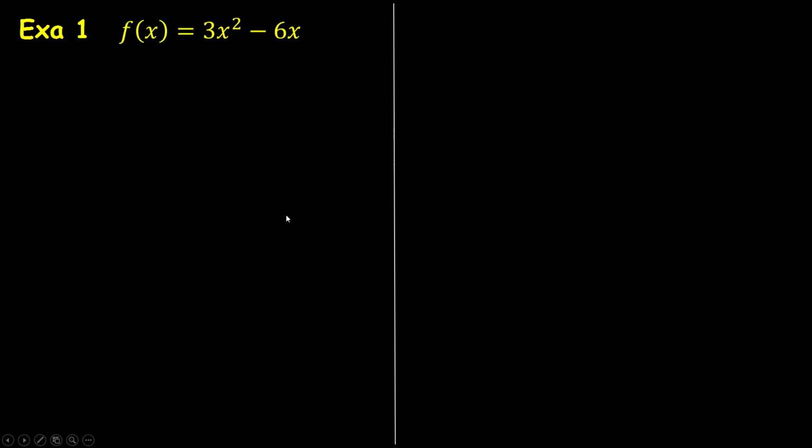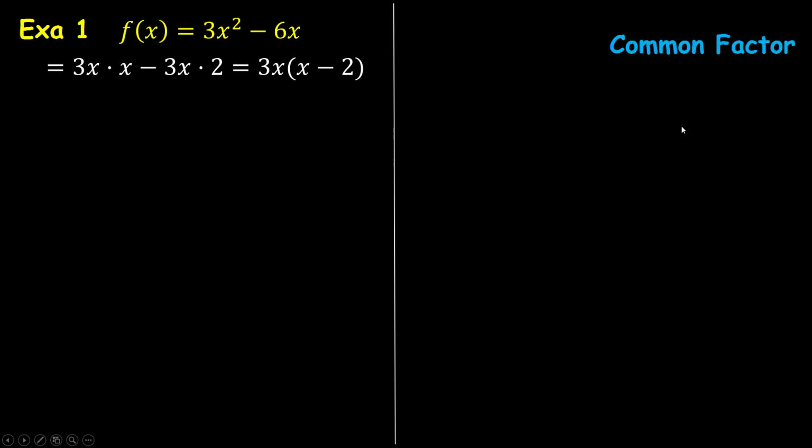Here we have a function that has two terms, and you can see that these two terms have a common factor, which is 3 coming from 3 and 6, and then x coming from x squared and x. In other words, you factorize each term in the following way, and then you take out a common factor 3x. So this is called a common factor technique.